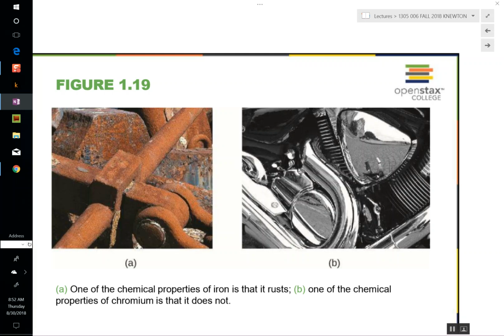Chromium. So you can take iron and chrome plate it, and it looks like silver, and it doesn't rust. A galvanized bucket is iron with a zinc coating on it. Doesn't look as pretty as chrome plated stuff, but it doesn't rust. That's galvanized.